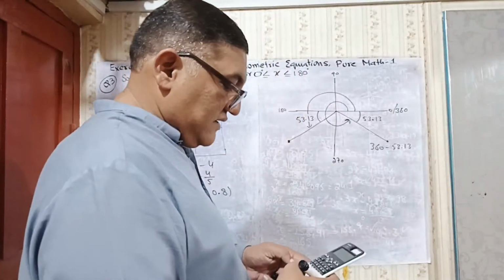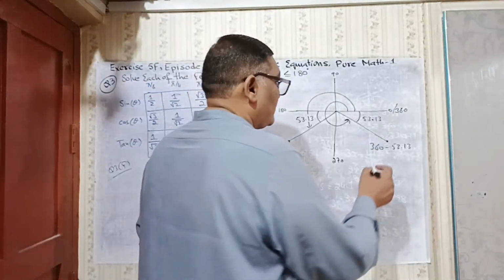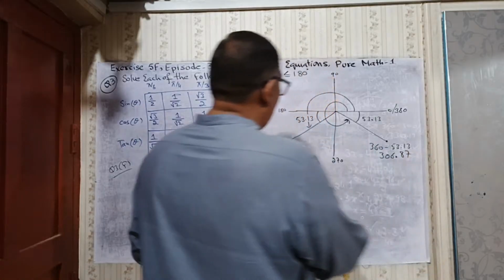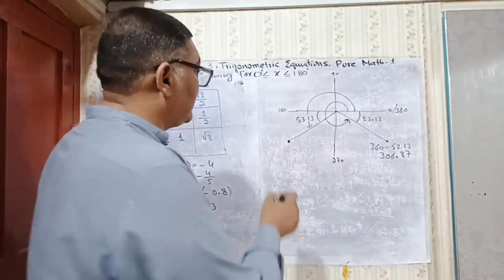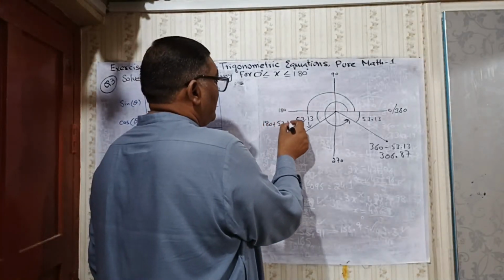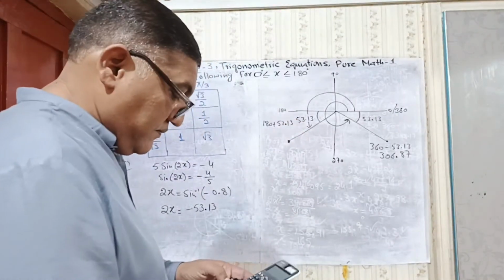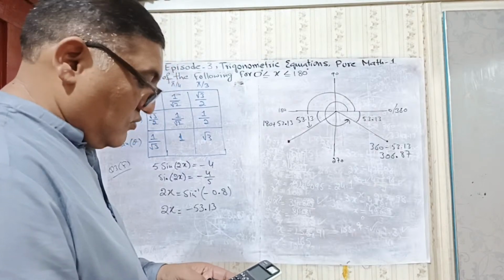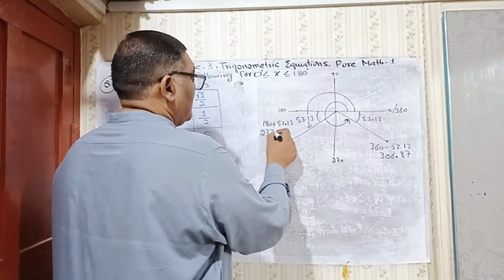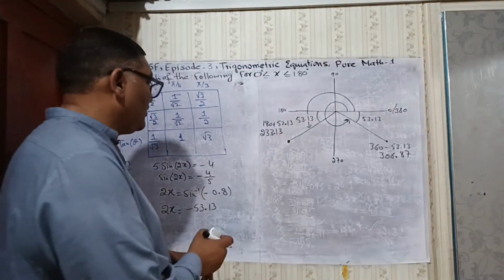So 360 minus 53.13, and that will be 306.87. Okay. How much will be this angle? This angle is basically 180 plus 53.13, and that will be 233.13. So here we have 2x.